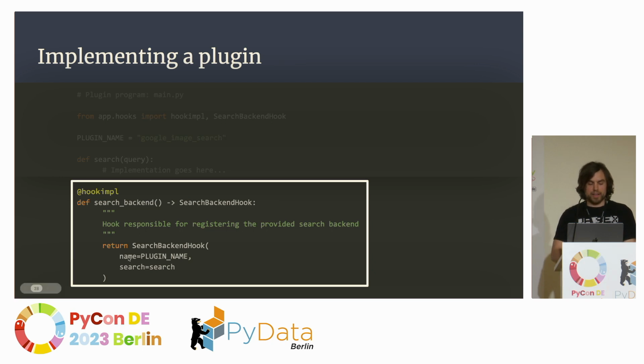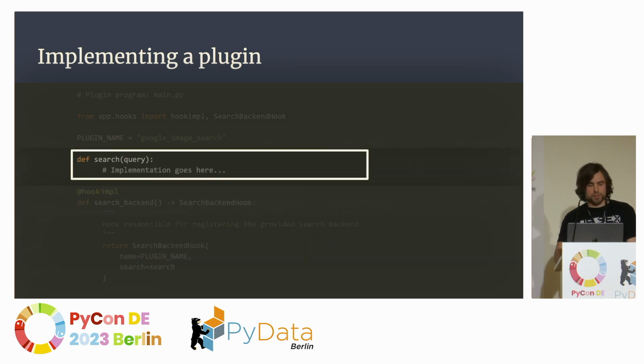It's going to define a name, which would just be the plugin name for this, and then it's also going to define a search function. The search function here would accept a search query, and then it would do whatever a search function does. You can imagine it would make an HTTP request or add access tokens or anything like that. But I left the implementation out for brevity.